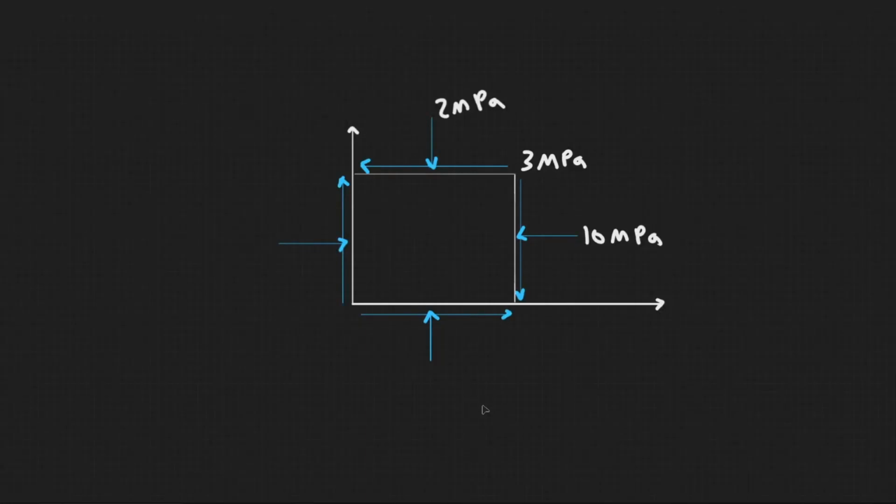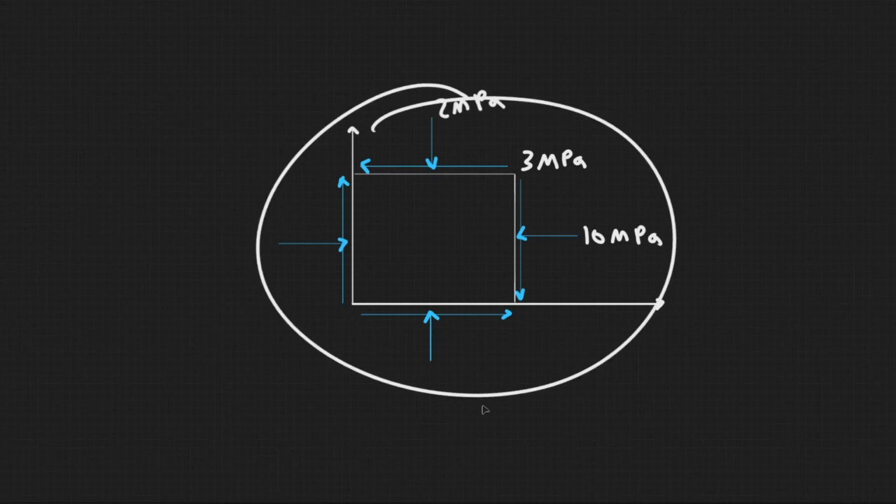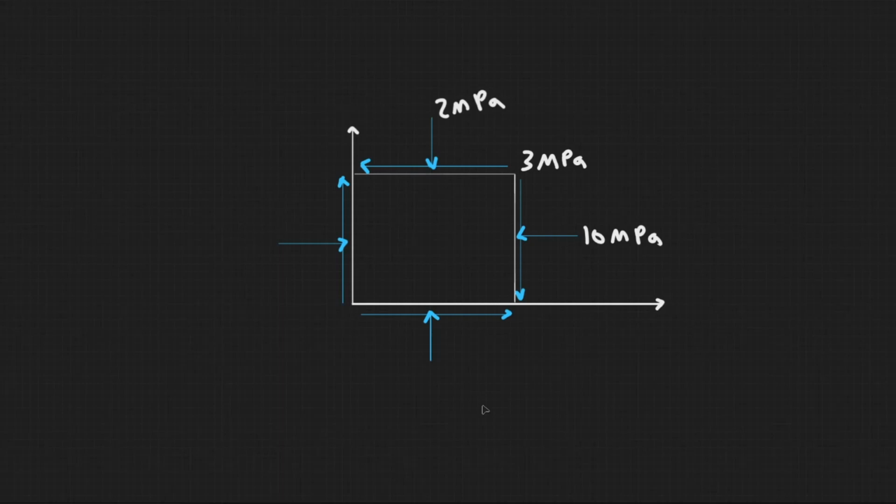Okay, so in this problem, we're told a material point is observed to start yielding at the state of plane stress represented in the figure. So we're talking about this figure right here, and we're told to determine the uniaxial yield limit, sigma yp. And we're going to be doing this according to two different yield criteria, the Tresca and von Mises. So that's what we're going to be doing for this problem.